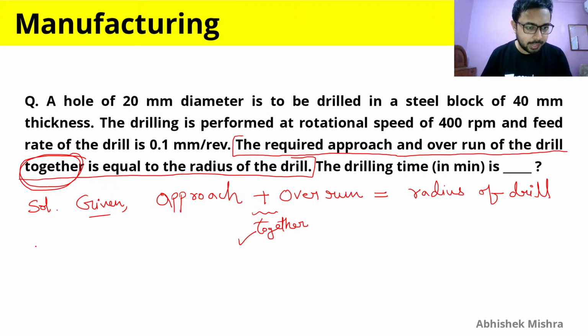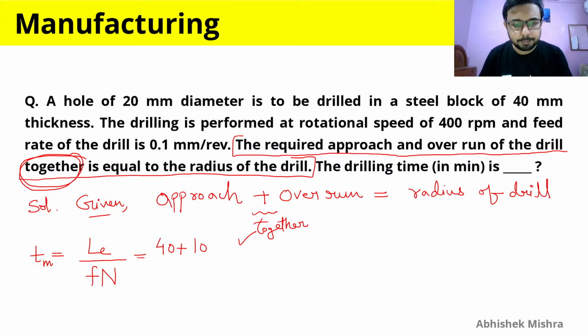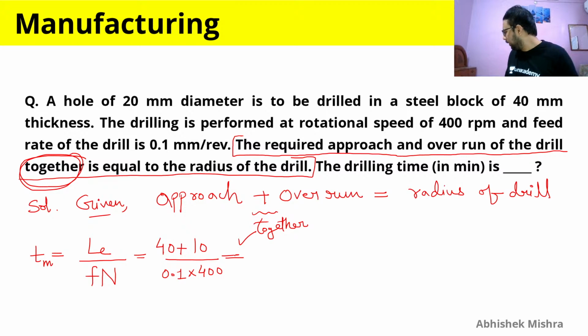So simply we will calculate drilling time, machining time, we will write Tm. It will be equal to the effective length divided by feed rate times N. So effective length here, what is the thickness? It is 40. And what is the radius of the drill? It is 10. And F is 0.1 and we have 400 RPM. So we will get this answer in minutes, and it is coming out equal to 1.25 minutes.